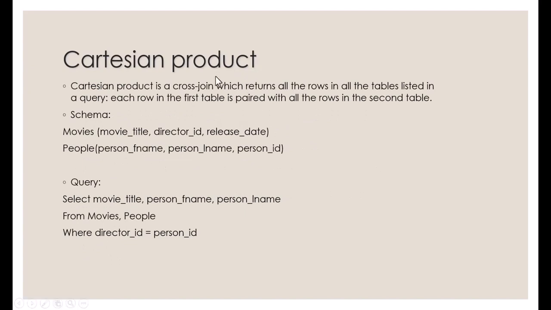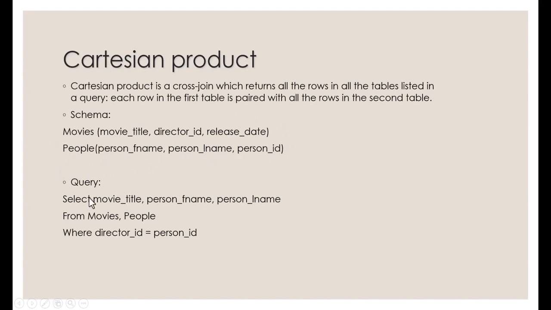So let's go back to the first join that we talked about, which is Cartesian product. This is a cross join in which it returns all of the rows in all the tables listed. If you were not specifying any kind of condition in the where clause, this wouldn't be really useful. We have an example table called movies, which has movie title, director ID, and release date. People has person's first name, their last name, and then there's a person ID.